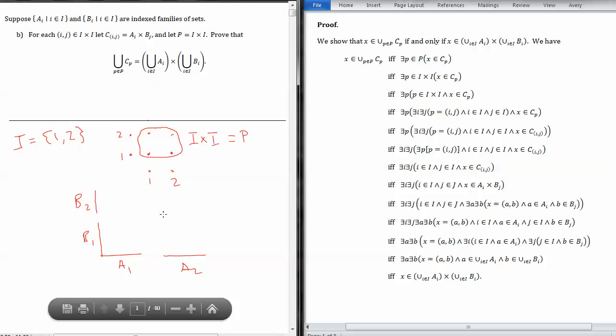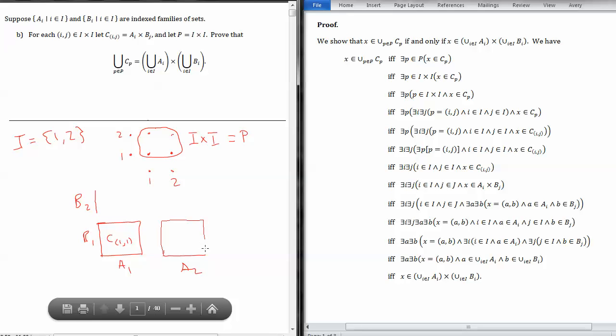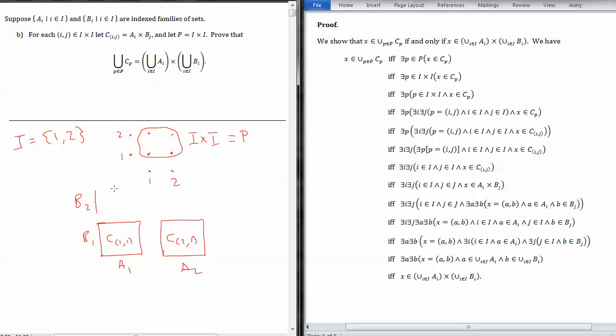Okay, and then if we take, for example, A1 times B1, we get this rectangle. And that, by definition, is C sub (1, 1). Right? So let me write that, C sub 1, 1. And if we take A2 times B1, we get another rectangle, which we are abbreviating as C sub 2, 1. And then A1 times B2 is C sub 1, 2. And finally, A2 times B2 gives us this last rectangle, which would be called C sub 2, 2.